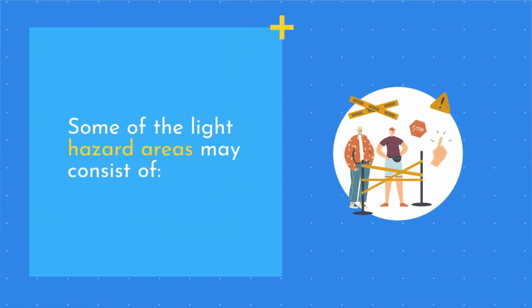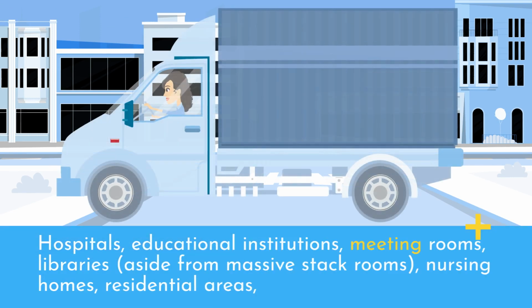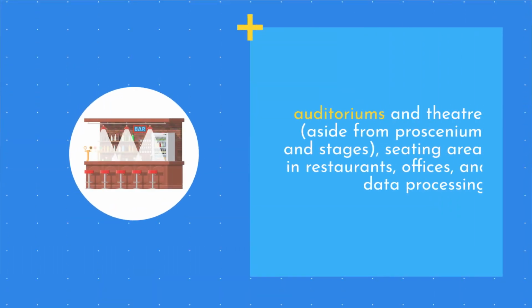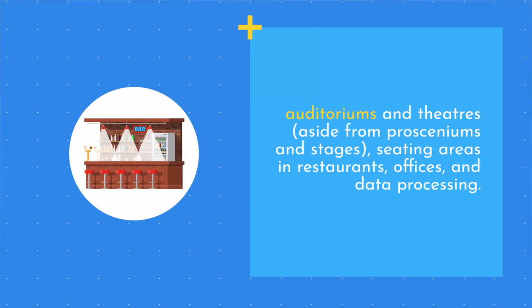Some of the light hazard areas may consist of hospitals, educational institutions, meeting rooms, libraries, aside from massive stack rooms, nursing homes, residential areas, auditoriums and theaters, aside from prosceniums and stages, seating areas in restaurants, offices, and data processing.